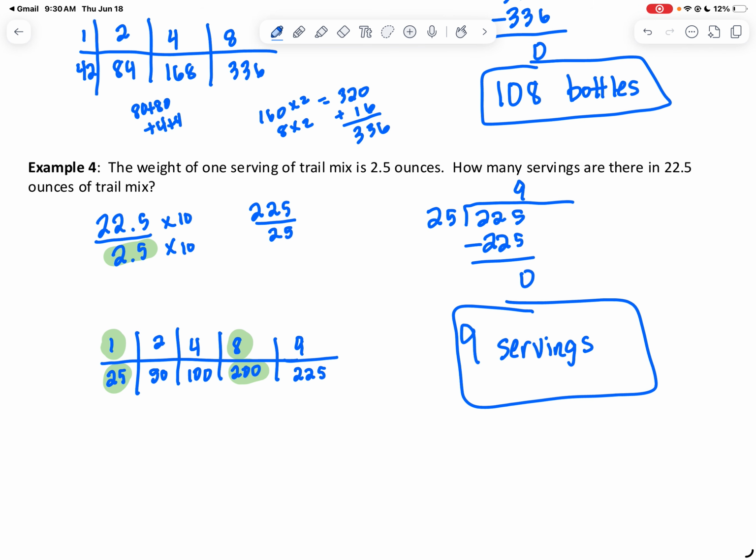And that concludes today's lesson, dividing by decimal divisors.